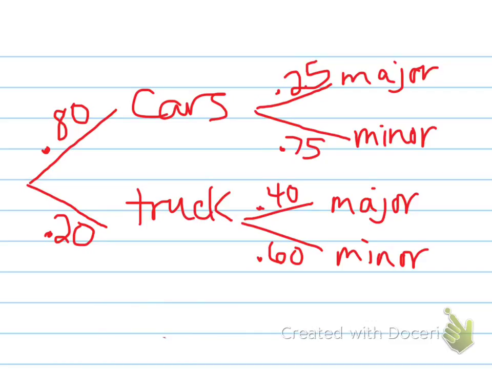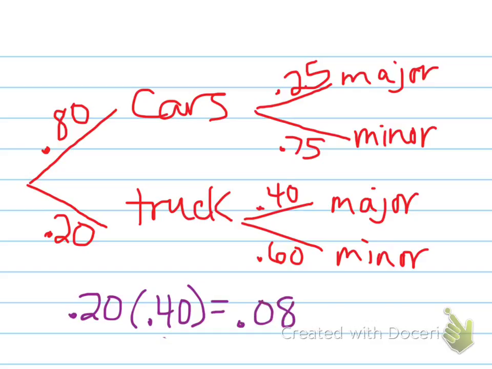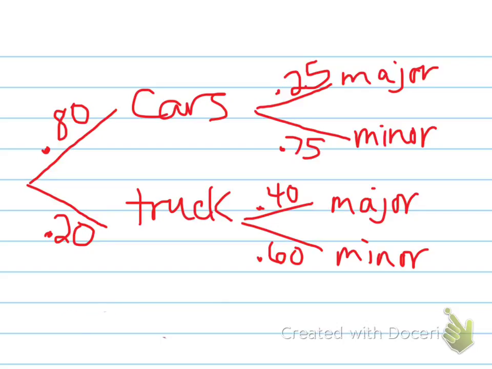Now we're going to move on down to the next section, major truck repairs. When we look at trucks, that's only 20% of the company's business. But we have 40% being major repairs on trucks. So 0.20 times 0.40, that's going to give us a 0.08, or 8% of the time we have major truck repairs. And then the last category that we have, we're going to be doing minor truck repairs. Again, we are still at 0.20 for our truck section of the Venn diagram, or not Venn diagram, but weighted tree diagram. Apologize for that.